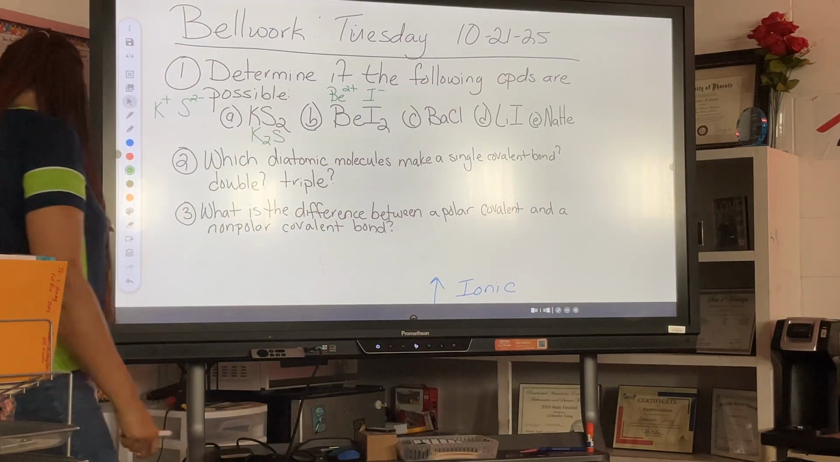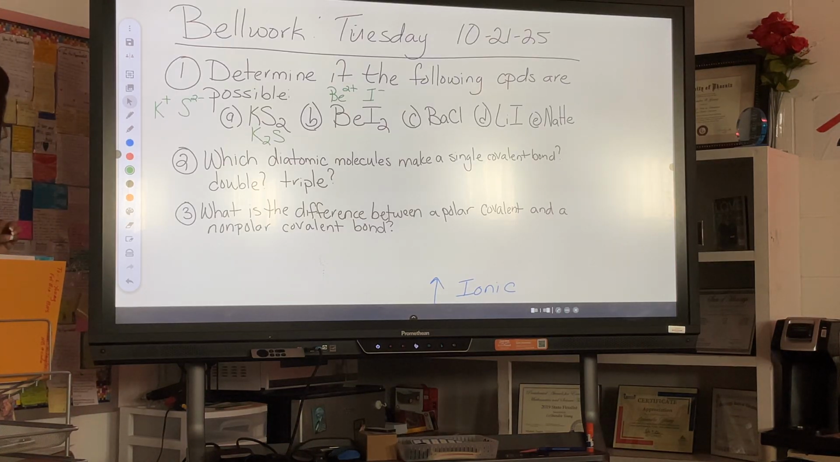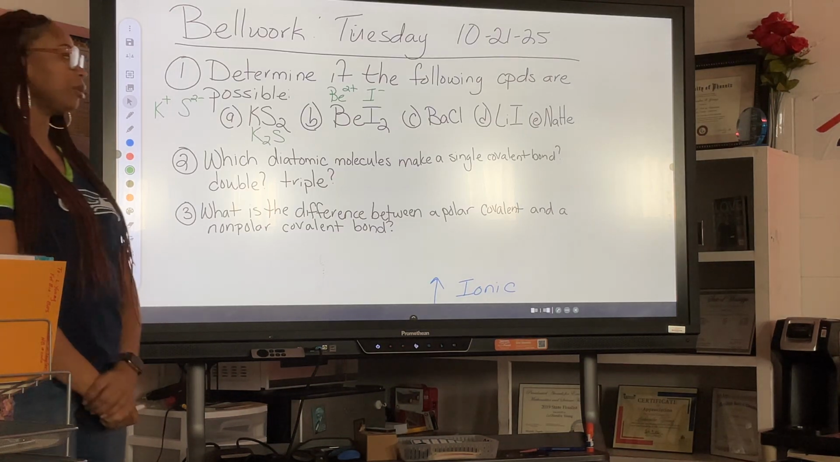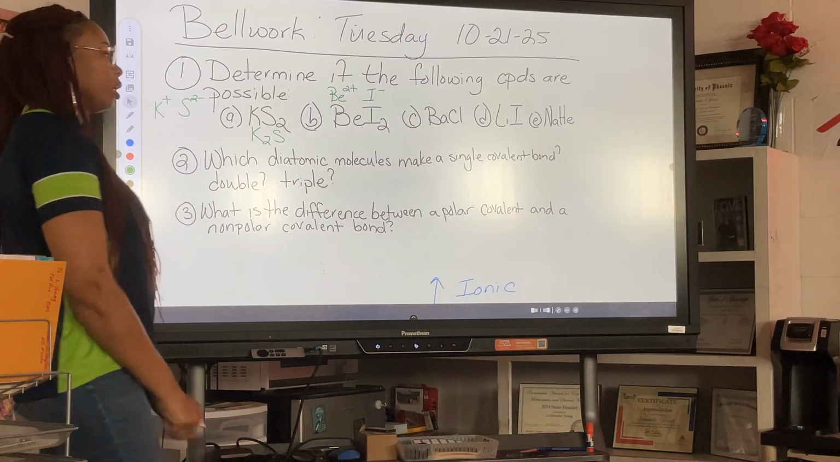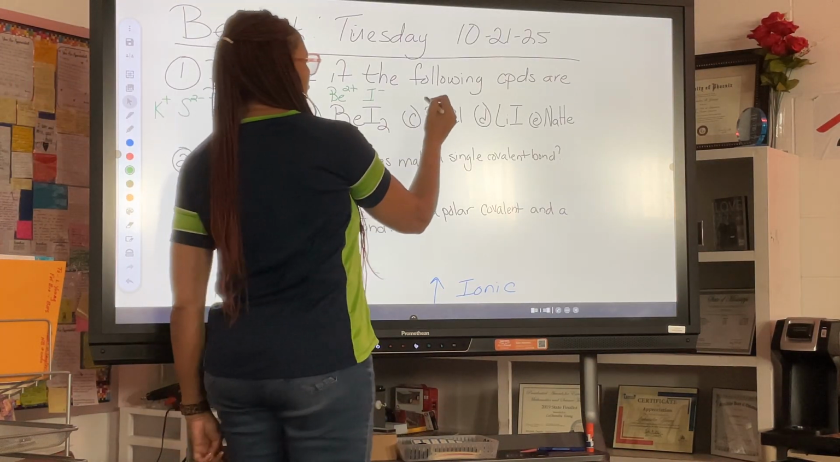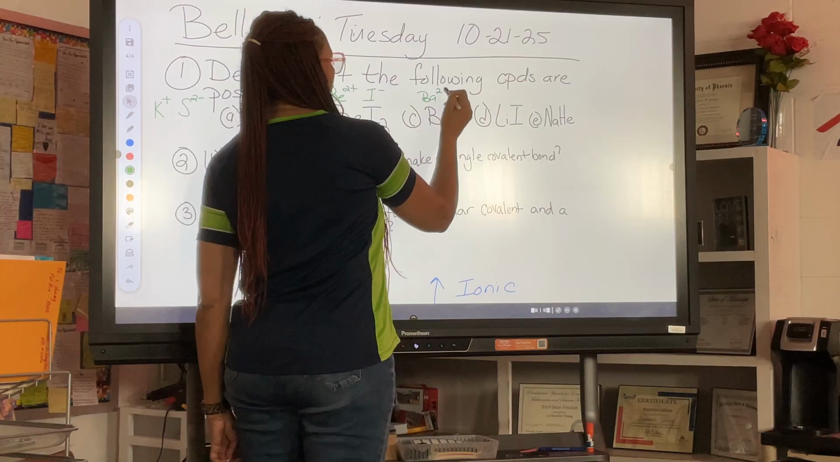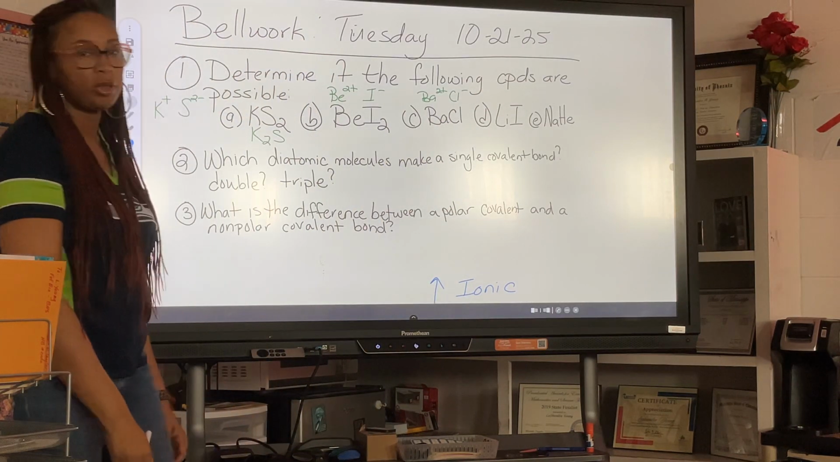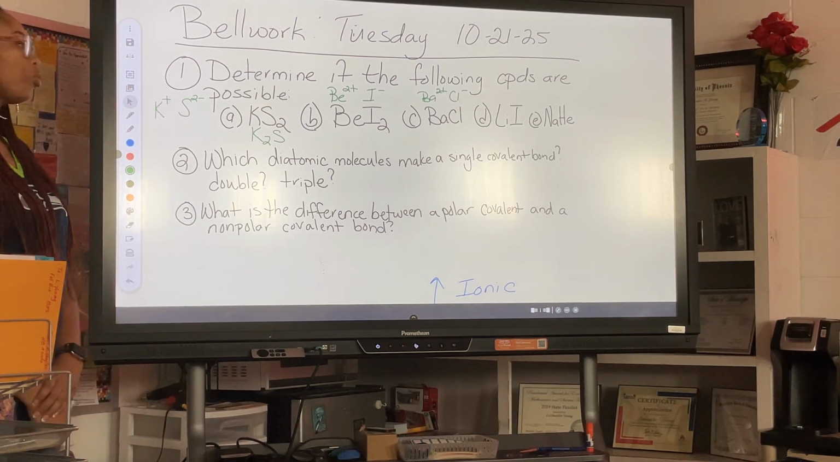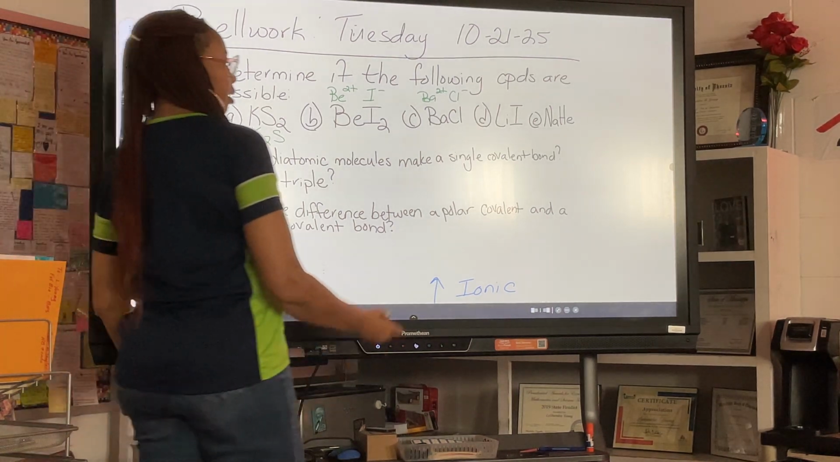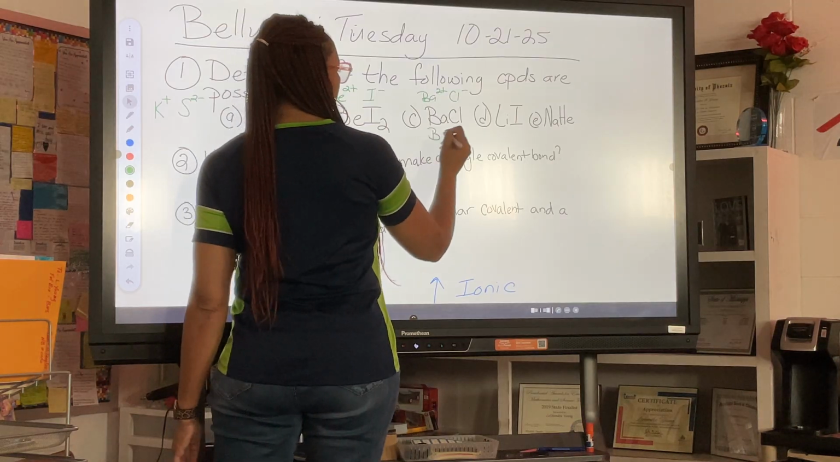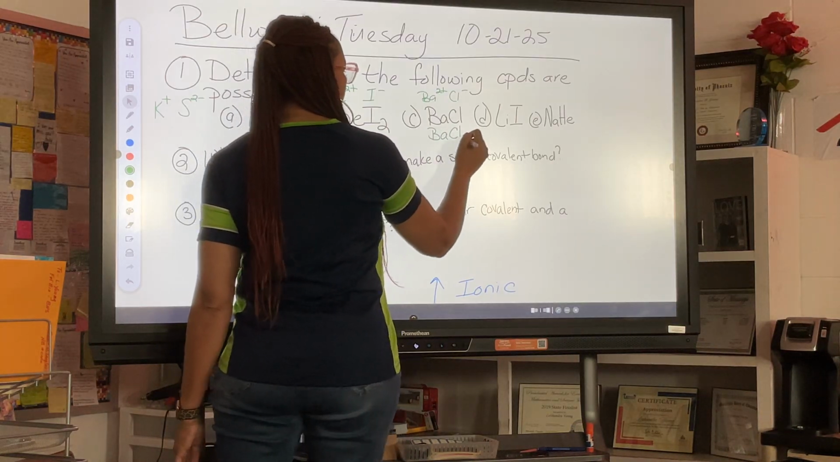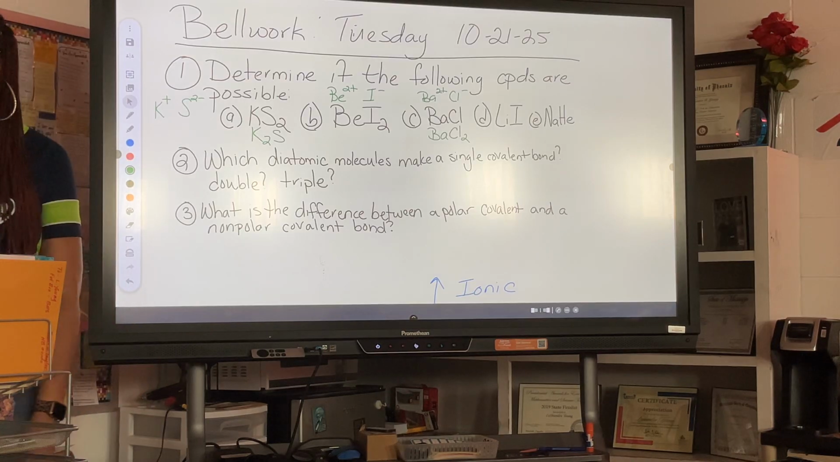Next one. BaCl. Is that possible? Yes or no? No. What type of bond is that? Ionic. What's the charge on barium? +2. What's the charge on chlorine? -1. Were they swapped and dropped? No, they weren't. So what should it be? It should be Ba1Cl2. Did we write ones? No. BaCl2 is what the formula should be.